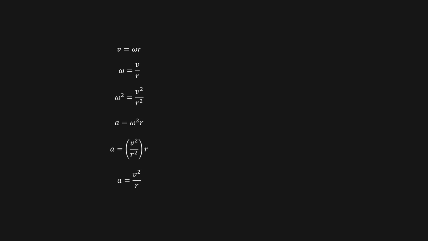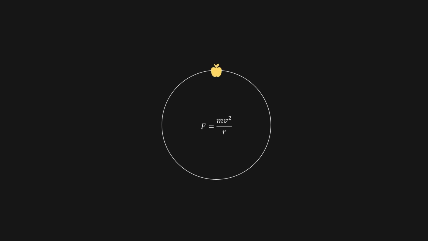We can then use this formula to rewrite the centripetal acceleration in terms of linear speed. Using this new acceleration formula, we can also rewrite the centripetal force. And this is the equation at the heart of circular motion.